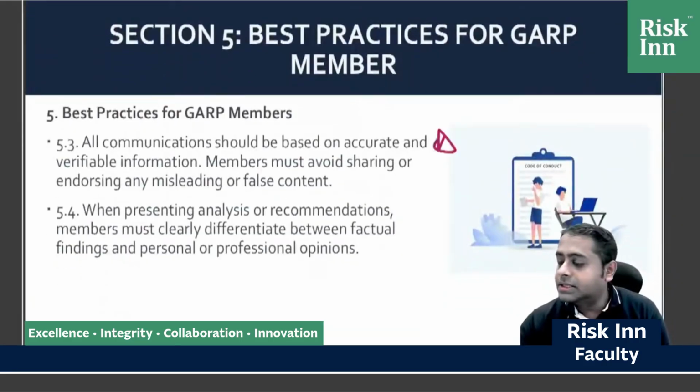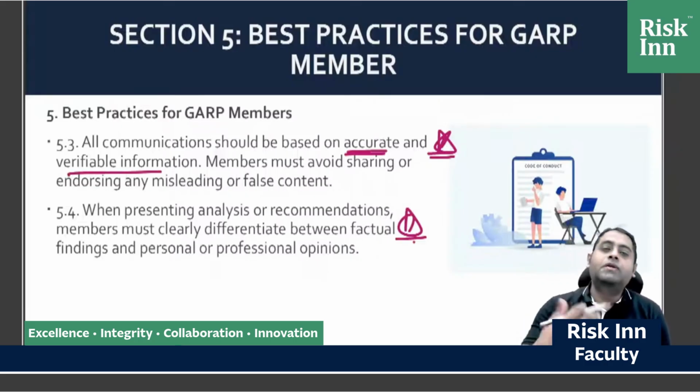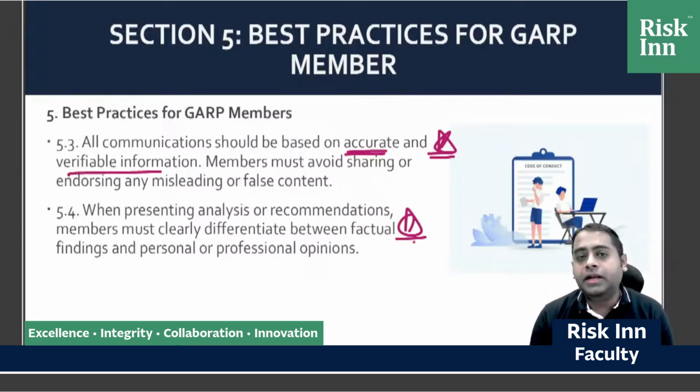Mark this as also star and this as also star. All communication should be accurate and verifiable information. Do not give wrong information to the client. This happens in a lot of cases. When they are selling to clients, they give wrong information, like your product will double your money in 10 days or 1 month. In the insurance sector also it happens. So don't give incorrect information.